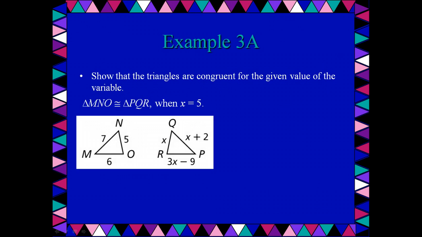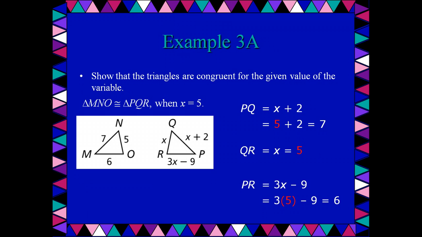For example, we want to show that the triangles are congruent for the given value of the variable. So triangle MNO is congruent to triangle PQR when x equals 5. PQ is x plus 2, and if we plug in 5, we get 7. And PQ should be congruent to MN, which it is, if x is 5. QR is x, which is 5. So QR and NO are congruent when x is 5.